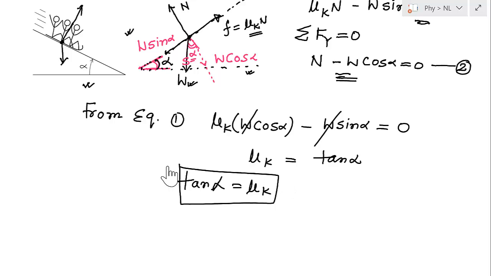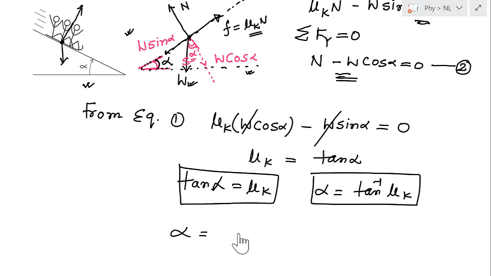One important observation is that this angle alpha does not depend upon the weight of the toboggan, that is W. So you can have a smaller toboggan or a larger toboggan. In both cases it will slide with a constant velocity for a given friction, at the same angle. So you can also write alpha equals tan inverse mu k, or arc tan mu k.